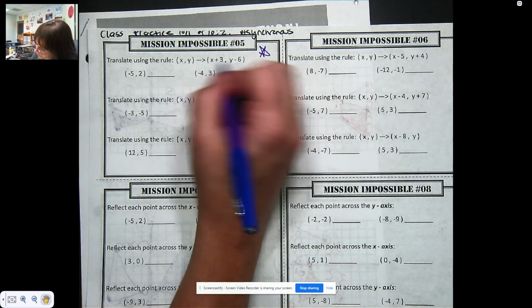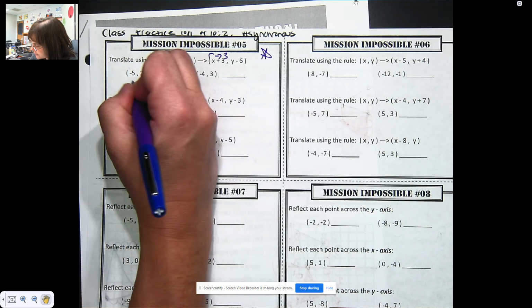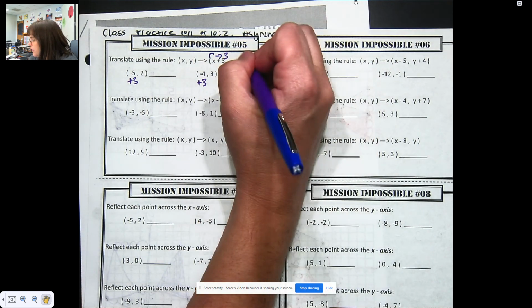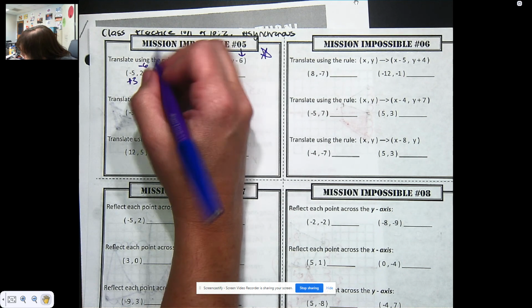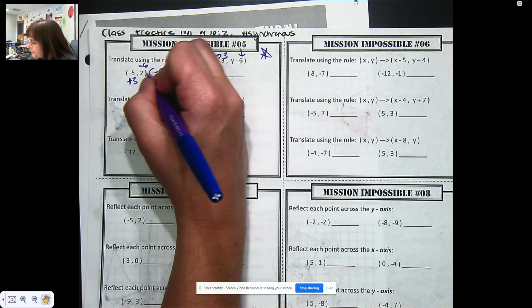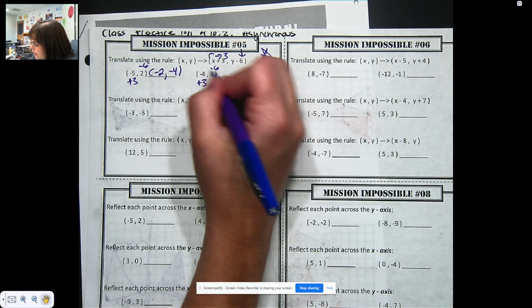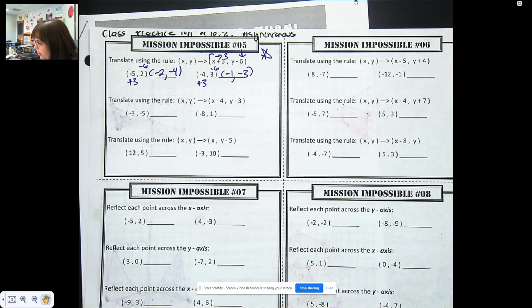Remember, if you have a rule like this, it means you're moving right 3 blocks, so you're adding 3 to x. And this means you're moving down 6, so I'm subtracting 6 from y. I could use my Desmos. Negative 5 plus 3 gives me negative 2. 2 minus 6 is negative 4. Then I could say negative 4 plus 3 is negative 1. 3 minus 6 is negative 3.